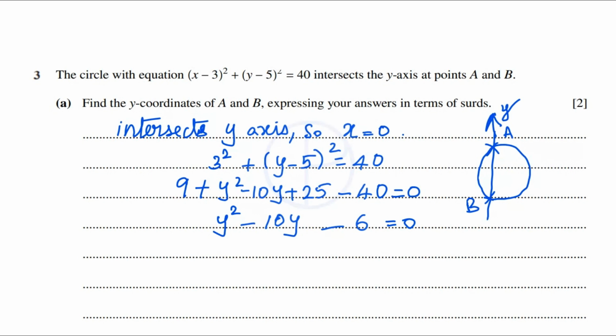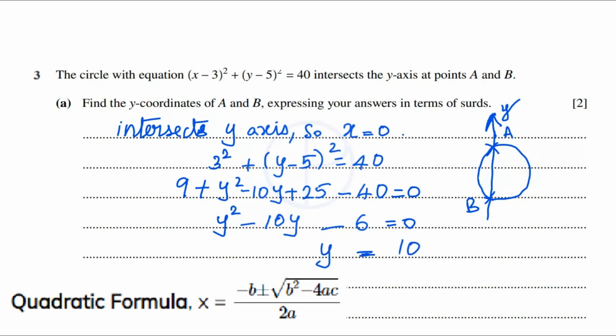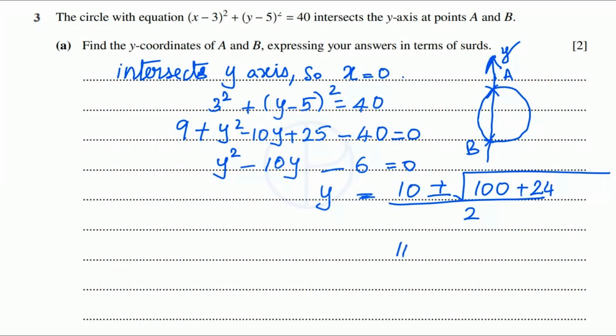Now let's solve this equation by using the quadratic formula. 10 plus or minus square root of 10 square is 100 minus 4 multiplied by minus 6 is plus 24, divided by 2. So 10 plus or minus square root of 124. 124 can be written as 4 multiplied by 31.